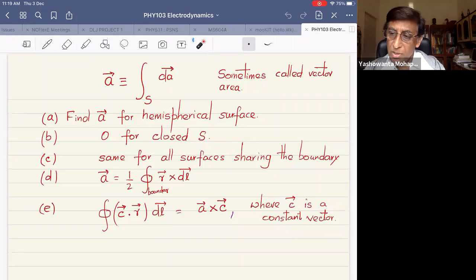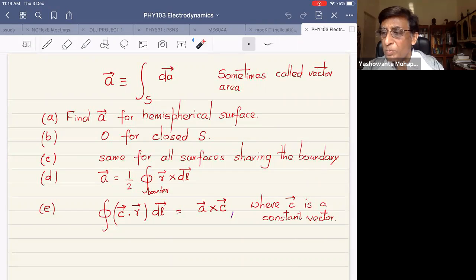But that as it may be, let's have some results of this. These are some important consequences. Once this is defined, first we can see a physical example of what it means, for example for a hemispherical surface, A. Then we can show that this A is 0 for any closed surface. The area vector is 0. And then it is the same for all surfaces sharing the boundary.